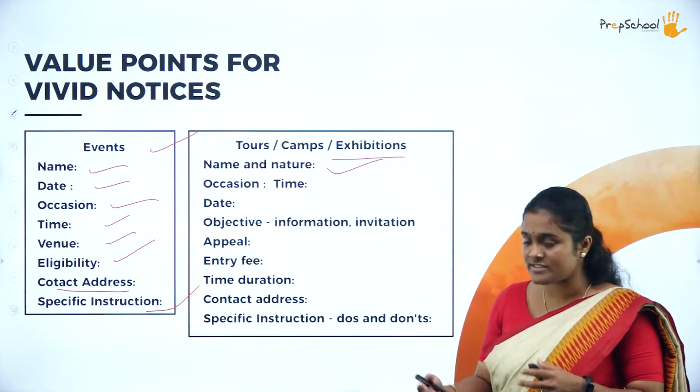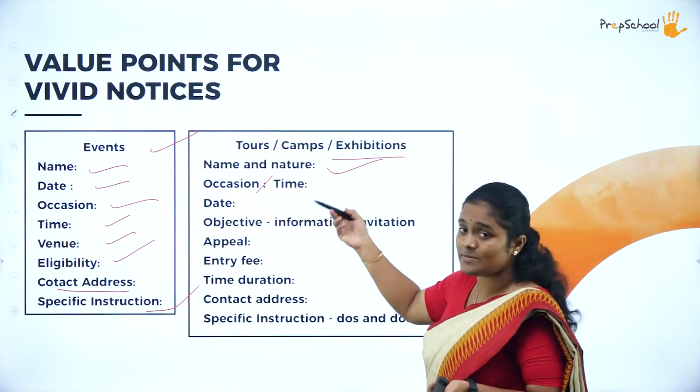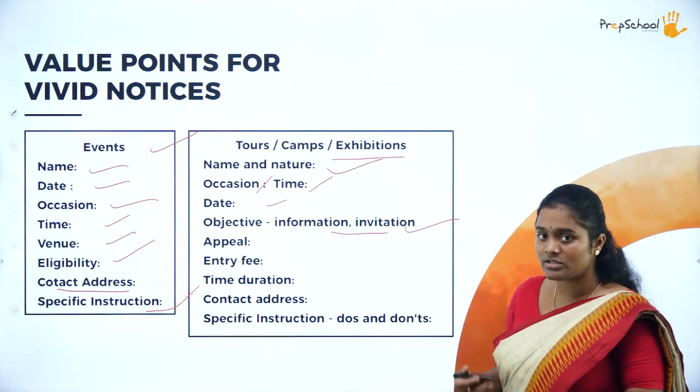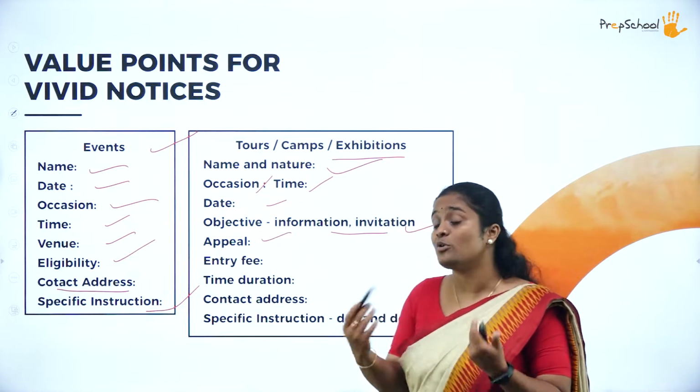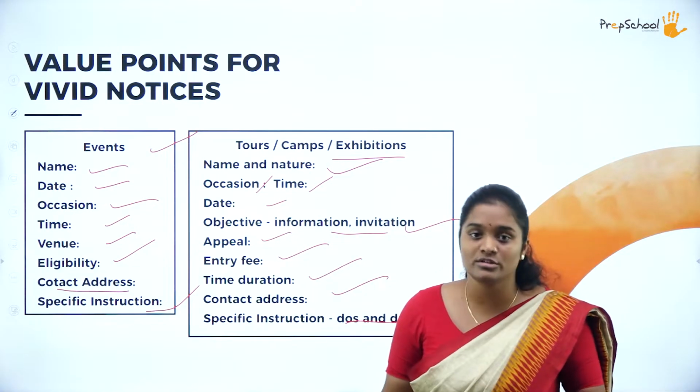Art exhibition, science exhibition. Occasion: what's the occasion, on behalf of what it is happening? Why is it special that it is happening now? Time, date, objective, information about this invitation. Who is it trying to appeal to? Entry fees, time duration, contact address, specific instructions, do's and don'ts.